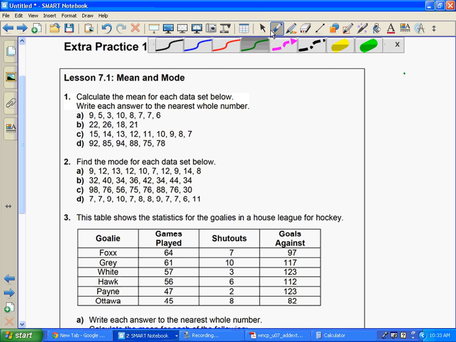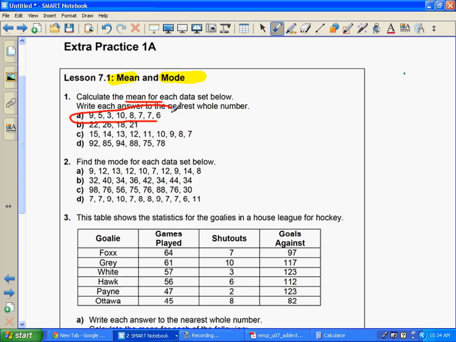It is mean and mode. Now, you'll often hear the word average used for the mean. Like, oh yeah, I did all my test scores and my average was 80. Mean is a way of measuring the center number of a bunch of data that you get. So when it says calculate the mean for each data set below, in other words, here's all the numbers they give you. Look at A.